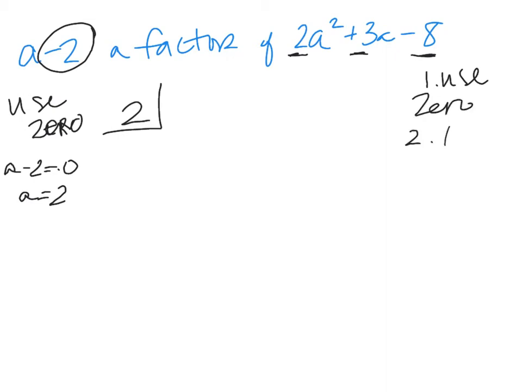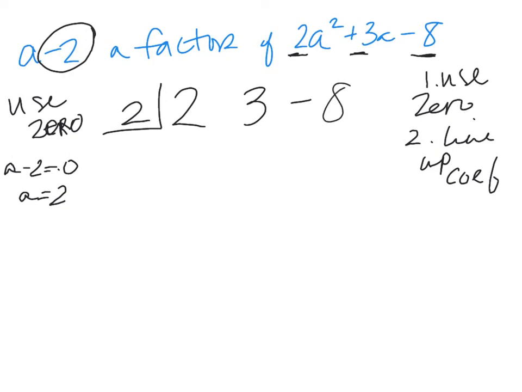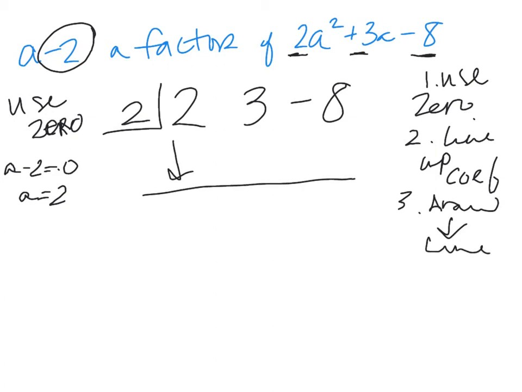Number 2 would be line up coefficients. So 2, 3, negative 8. Step 3, draw an arrow and a line. That arrow indicates that you are going to bring the number 2 down. Don't forget that arrow because it's a good placeholder, but it also reminds you to bring the 2 down. Next is to multiply in your steps. So 2 times 2 is 4. I'm going to write it here.